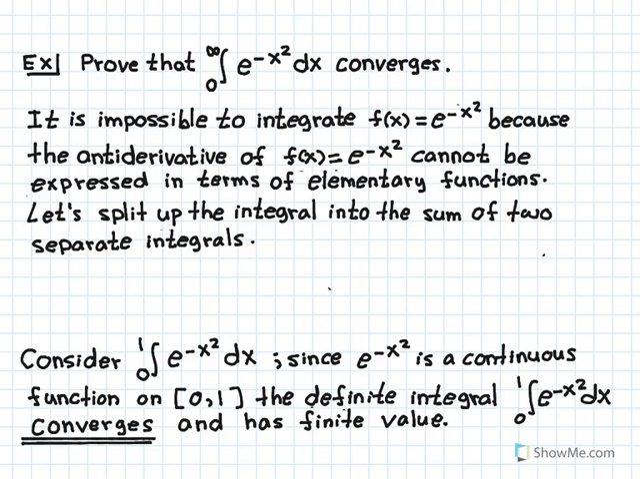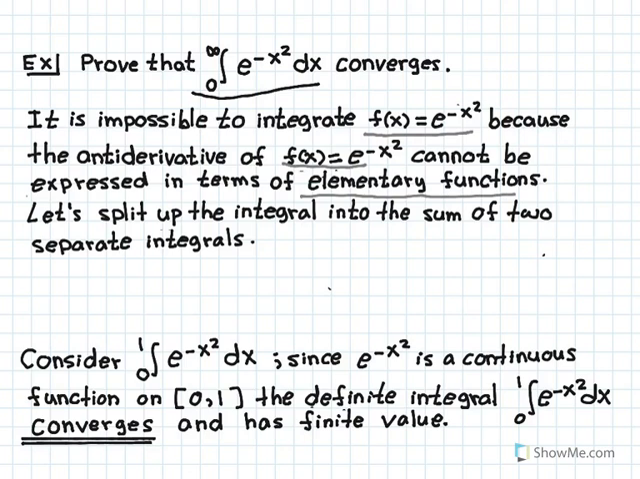So here we have the integral from 0 to infinity e to the minus x squared dx, and our goal is to prove that this improper integral converges. It is impossible to integrate f of x equals e to the minus x squared. There is no antiderivative, and we can't express the antiderivative of this function in terms of elementary functions.